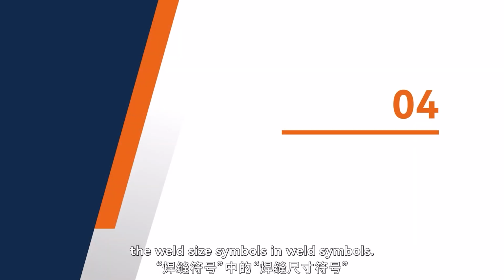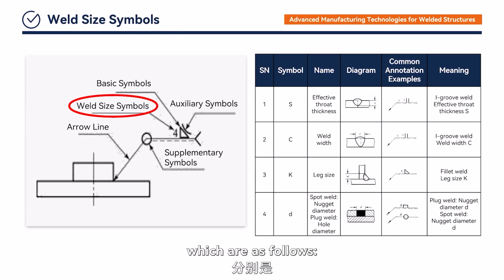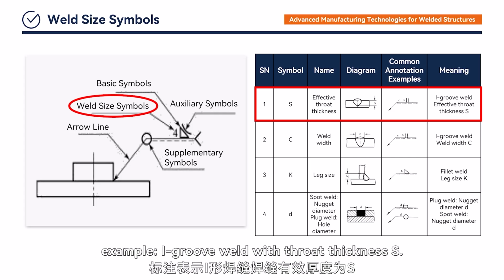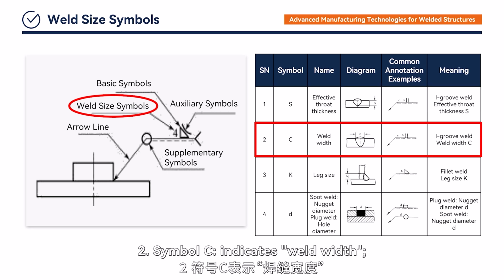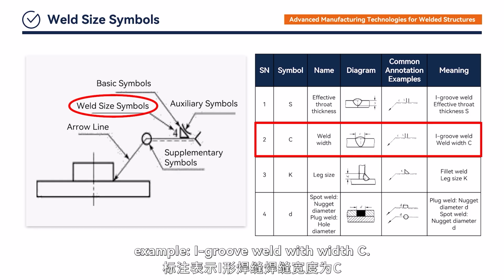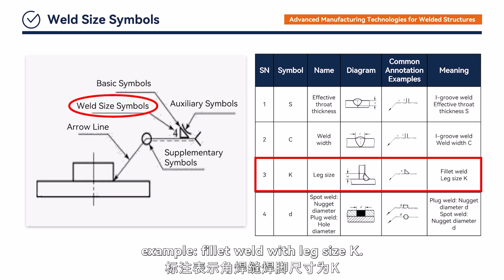Now let's learn the weld size symbols in weld symbols. There are 16 weld size symbols, which are as follows. 1. Symbol S indicates effective throat thickness. Example: I groove weld with throat thickness S. 2. Symbol C indicates weld width. Example: I groove weld with width C. 3. Symbol K indicates leg size. Example: fillet weld with leg size K.